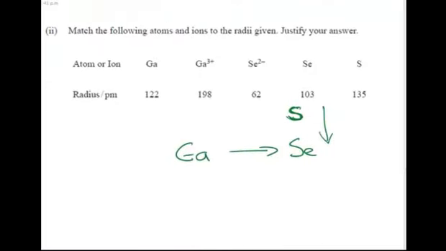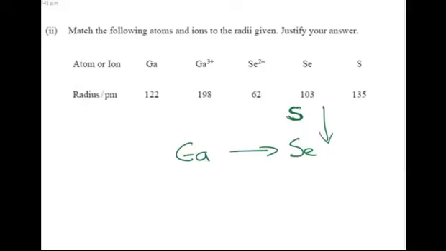Now this is a question to ask if you can work out the radius of an atom or an ion, and you're given a bunch of radii and asked to match them up. So the first thing is to get some idea of where these elements are on the periodic table.